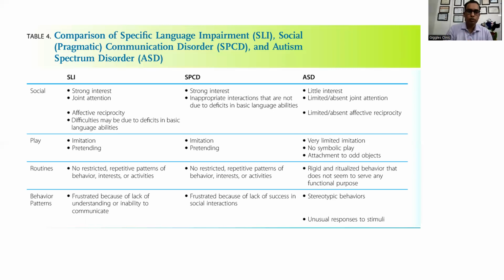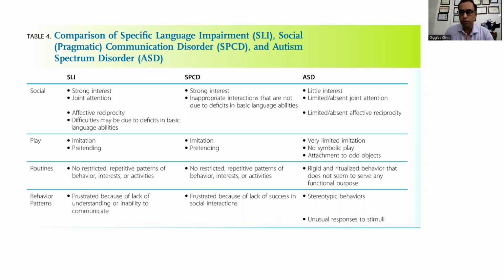So now coming to what is the difference between speech language impairment or speech language delay or social communication disorder. Social communication disorder is also known as pragmatic communication disorder. Pragmatic here means the child is not able to express his language skills, not able to express verbally because he has speech and language deficits.